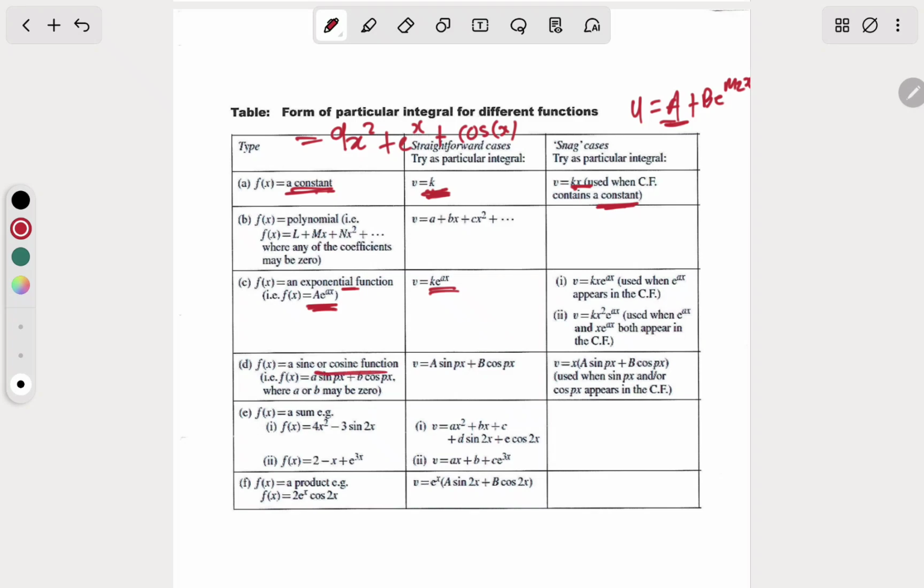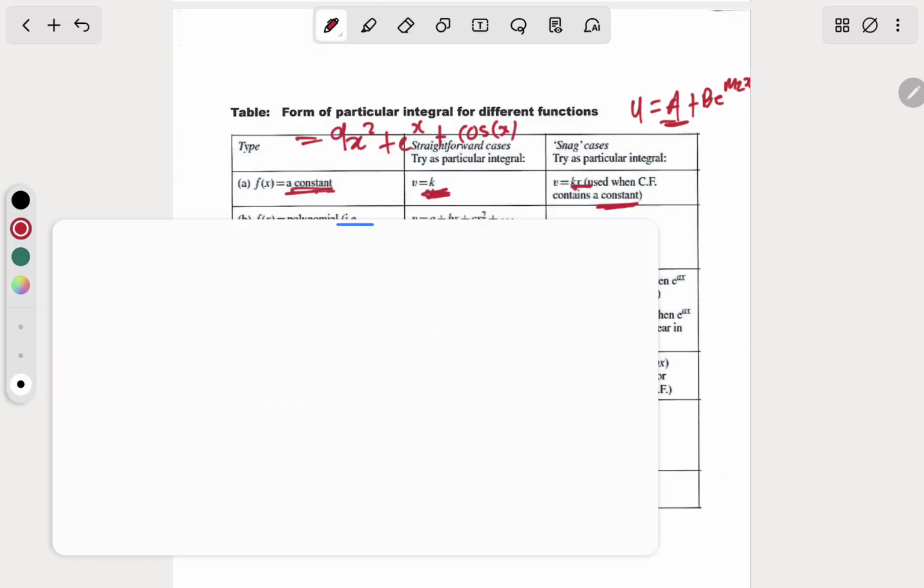What about if I have a sine or cosine function, okay? I.e. you have it as a sine px, then you would now have another constant, big A sine px. If it was b cos px, you would then have your v be a bigger one called B cos px. Okay? So here, since they were both there, your v will have them both. Do you understand? Okay, now let's do the last one.